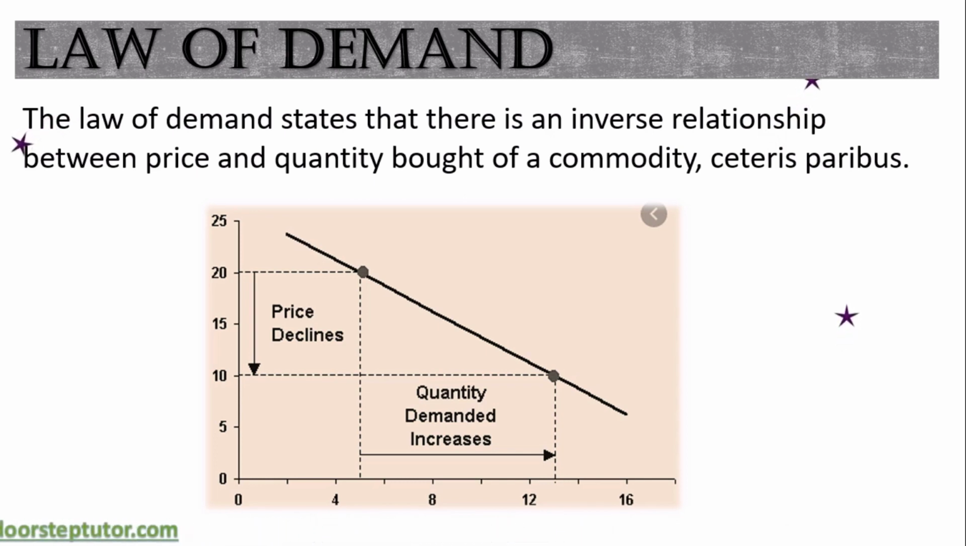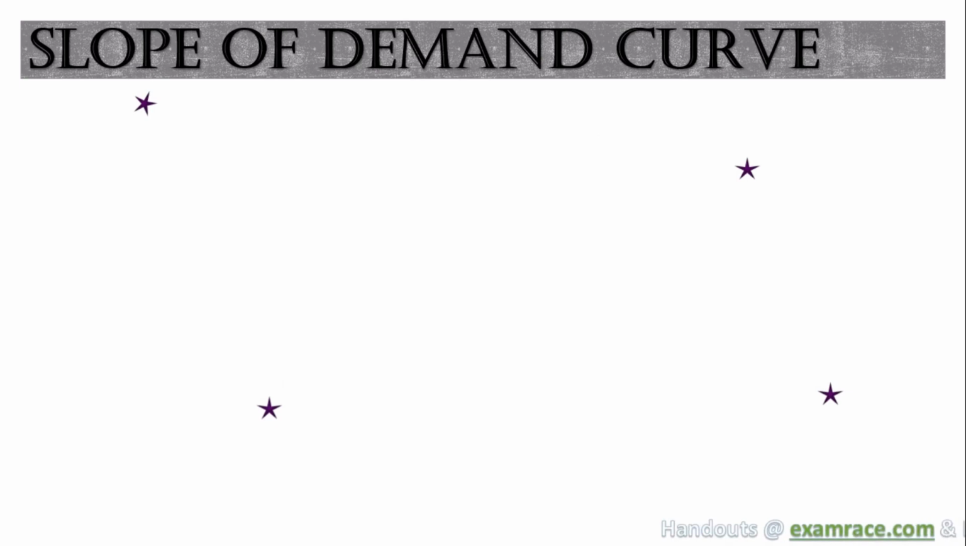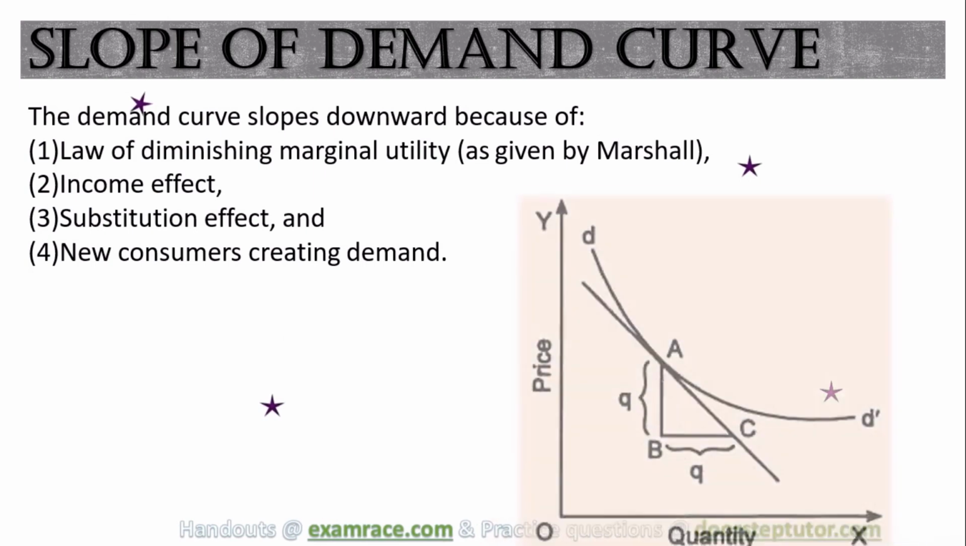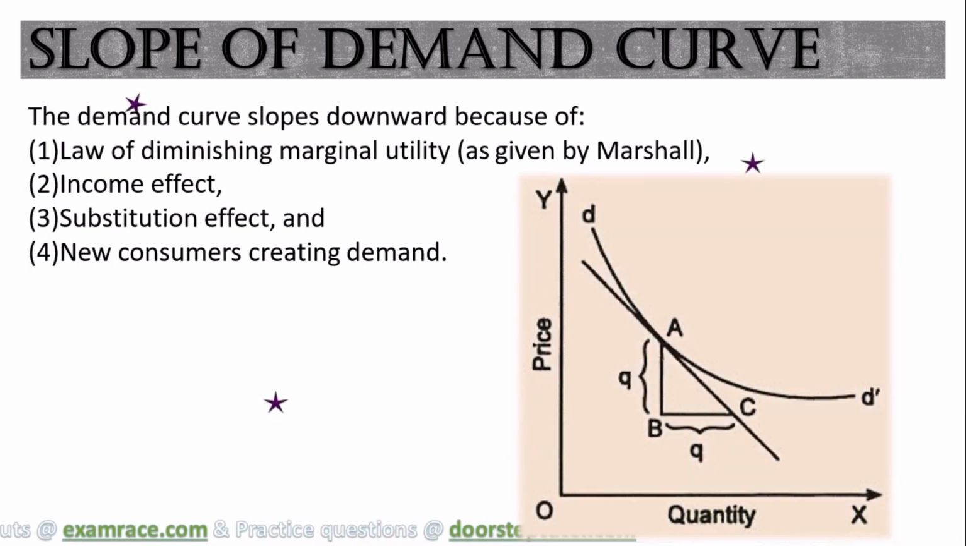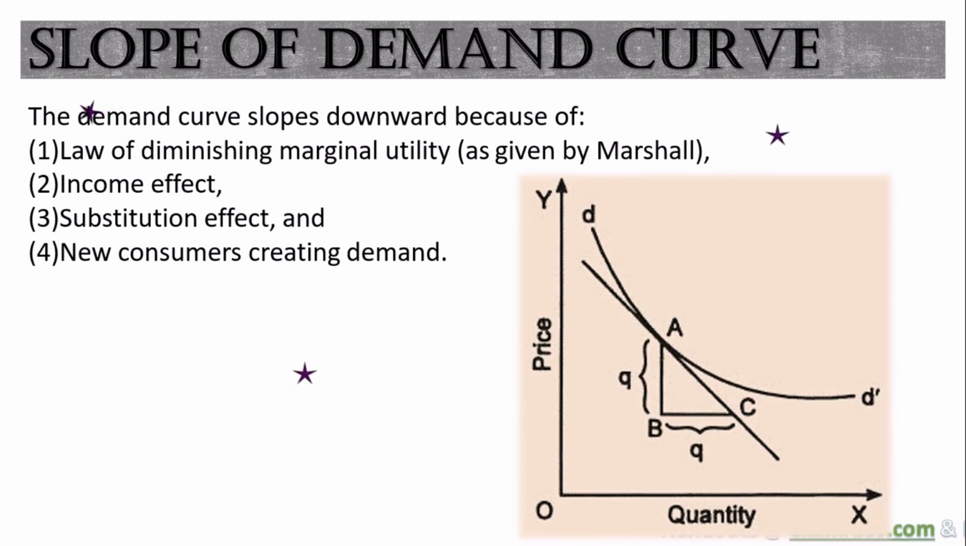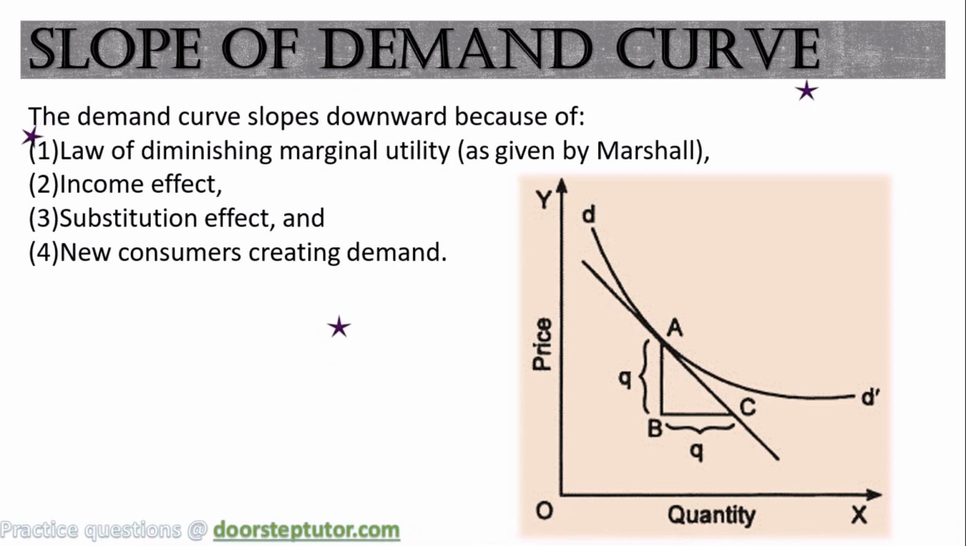Now, moving on to the slope of demand curve. The reasons behind the downward slope of the demand curve, or why more of a good is purchased as its price falls, are: first, law of diminishing marginal utility; second, substitution effect; third, income effect; and the fourth one is new consumers creating demand. See, law of diminishing marginal utility states that as the consumer has more and more of a good, its marginal utility to him goes on declining.